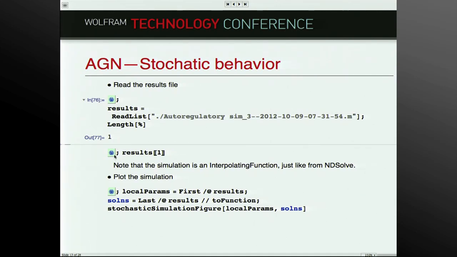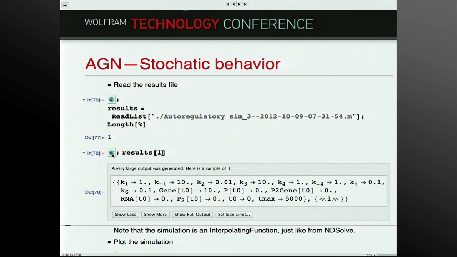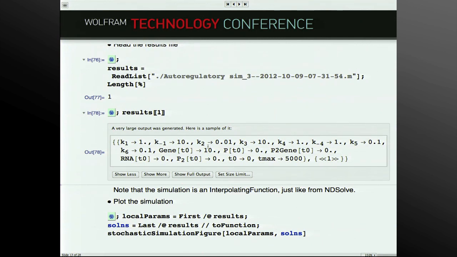The results that I get back are actually very much like the output from NDSolve and can be used exactly the same way. It's a piecewise composition of interpolating functions, so you can just use that like anything else in Mathematica. You can plot it, you can integrate it, you can differentiate it, use it to calculate concentrations of things at specific times. Okay, it's very big, but it's something that's quite usable. I also returned the specific parameters that were used for that particular simulation, so you know exactly what you had when you started.